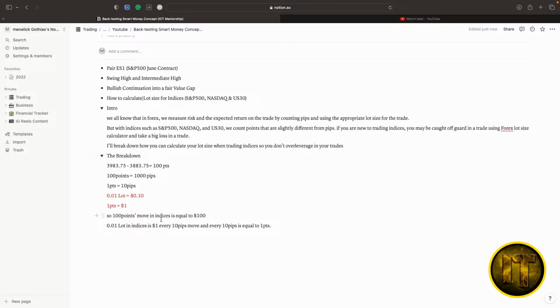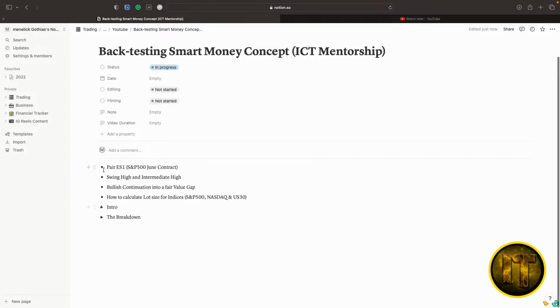So a 100 point move in indices is equal to $100 if your lot size is 0.01. A 0.01 lot size in indices is $1 for every 10 pips move, and every 10 pips move is equal to 1 point, which we have here. I hope this breakdown helps you understand a little better that a 0.01 lot size in indices doesn't mean 10 cents, but that you are risking $1 per point that the market moves. This is just a breakdown. I hope it helped you guys. If you have any questions, leave them in a comment.